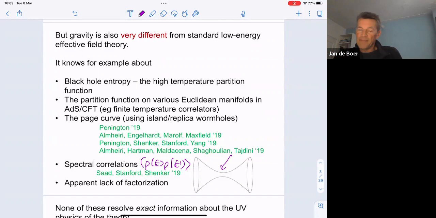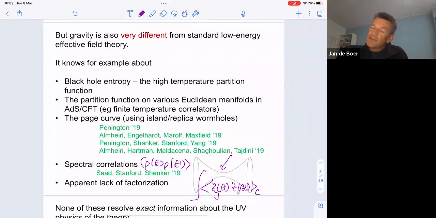Because this wormhole configuration would give rise to a connected two-point function of two partition functions. And if you just have a single field theory, there is no such connected two-point function. If you have just a single CFT and you compute the product of two partition functions, it's just the product of the two numbers. There's nothing connected going on. And a standard way in which you can get such connected correlation functions between partition functions is if those partition functions include some amount of disorder. Because then these partition functions depend on a disordered parameter, and then you can get these correlations going.